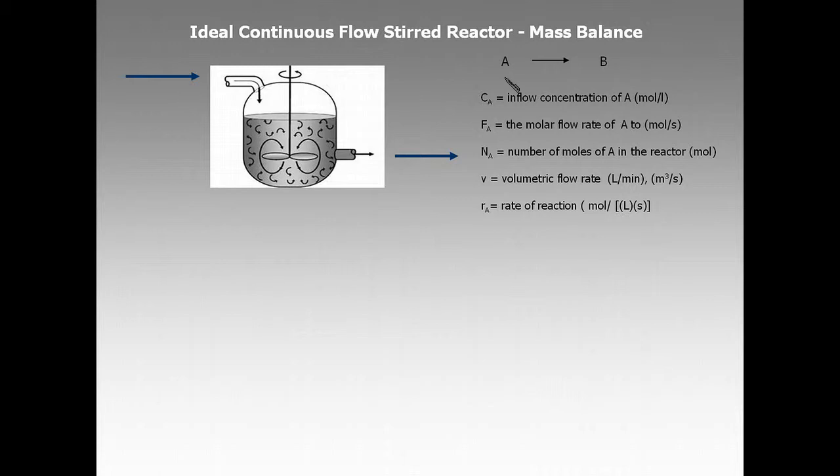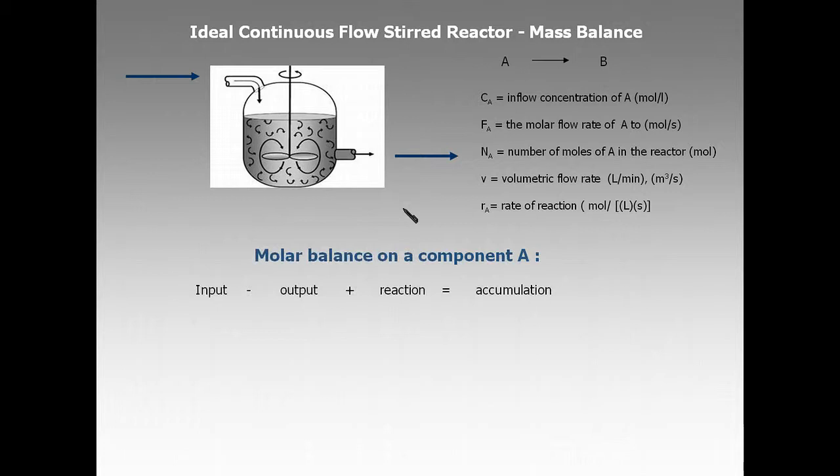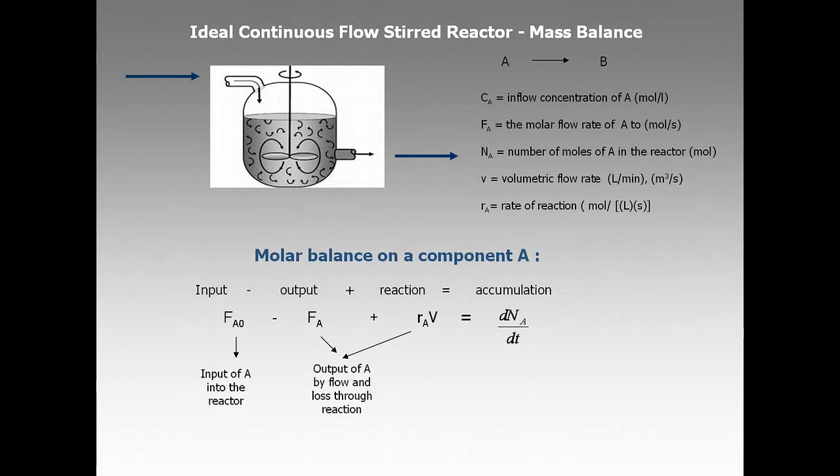The reaction can be of a type, for example, A goes to B. So our reactant A will be disappearing as a result of the reaction. The mole balance around the component A is given by the molar flow rate of A into the reactor, molar flow rate of A out of the reactor, and see that these can be expressed as the product of the concentration and the volumetric flow rate.